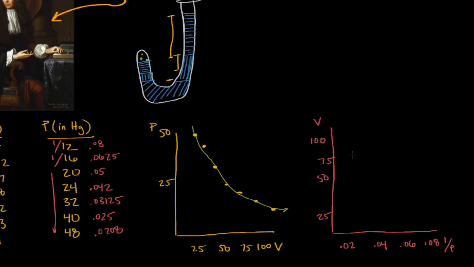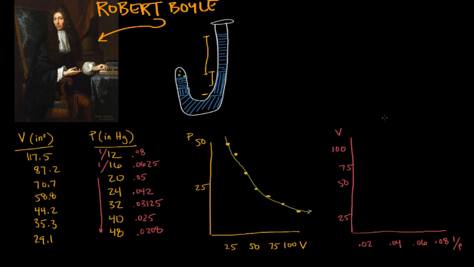So when our volume is 117.5 cubic inches, the inverse pressure would be about 0.08, and then as we go down, 87.2 would be 0.0625, and 70.7 would be 0.05 right in the middle here, and then 58.8, just about 60, would be 0.042, and 44.2 would be 0.03125, and then 35.3 would be 0.025, and 29.1 would be 0.0208.